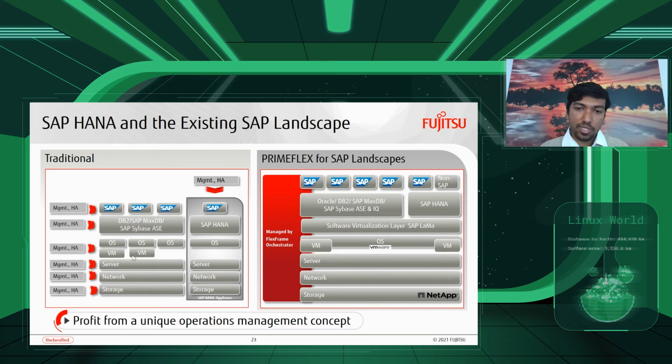And hence, what Fujitsu has done in partnership with SAP and with NetApp, Fujitsu has developed PRIMEFLEX for SAP landscape powered by FlexFrame Orchestrator, where you can have an end-to-end management solution which cuts across all of these layers. From the storage all the way up to the application, be it Oracle, DB2, or the HANA database. Effectively, you can even do this for non-SAP as well, but the solution comes pre-educated for SAP environments, where it understands the architecture.